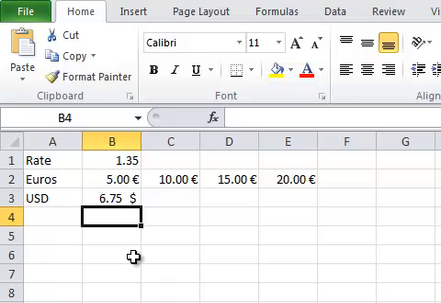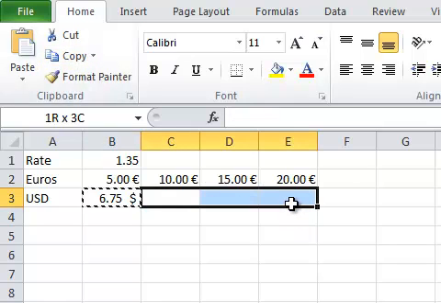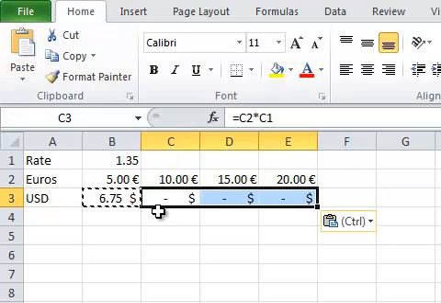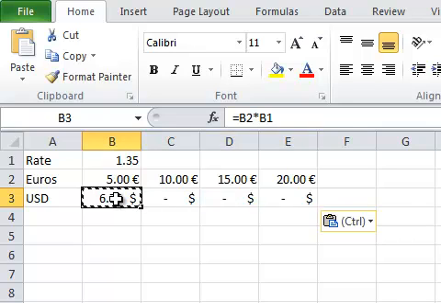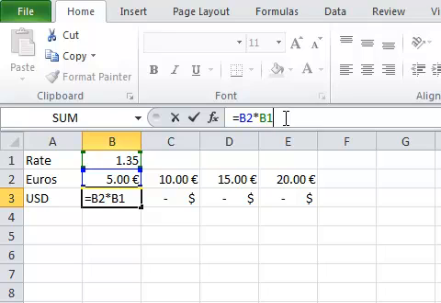Now I need to copy this formula for the 10, 15, and 20 euros. So I place my cursor on the B3 cell, just press copy, then I select the cells where I want to place the formula and press paste. But it doesn't work. And why doesn't it work? So let's go back to the B3 cell, look at the formula bar here, and you see the formula that we wrote. Well, it's equal B2 multiplied by B1. And we have the references here.